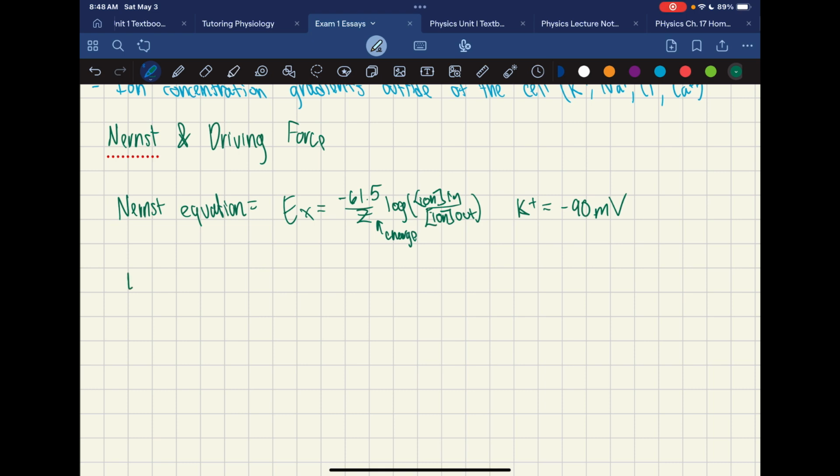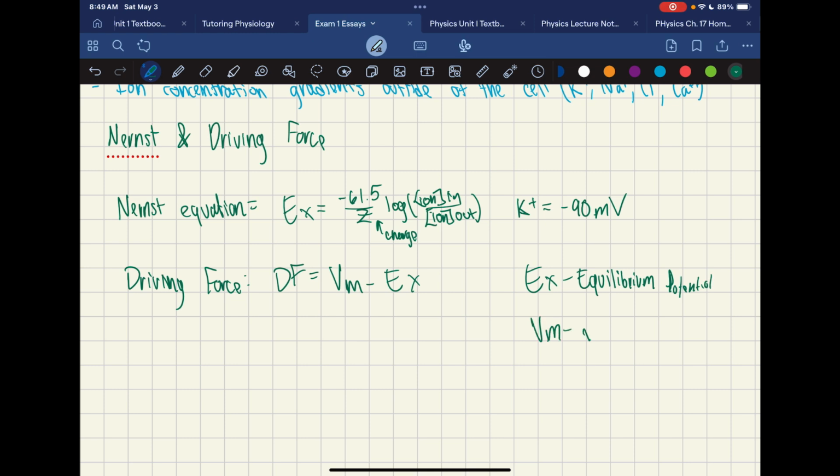Next, we have the driving force. We have dF equals Vm minus Ex. Like we talked about, Ex is the equilibrium potential that we get through the Nernst equation. And then Vm actually is a new one, is the voltage of the membrane.